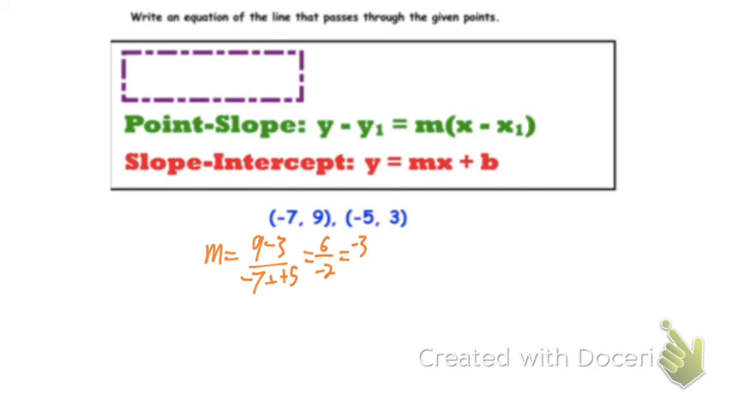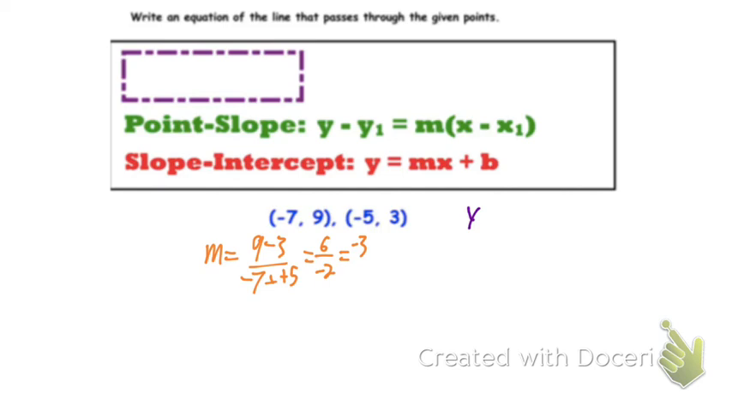Now, wait, which point do we use? You pick. Which one would you rather use, the first or the second one? Why the second? Smaller number. Smaller numbers? Sounds good to me. Somebody help me plug this one in.